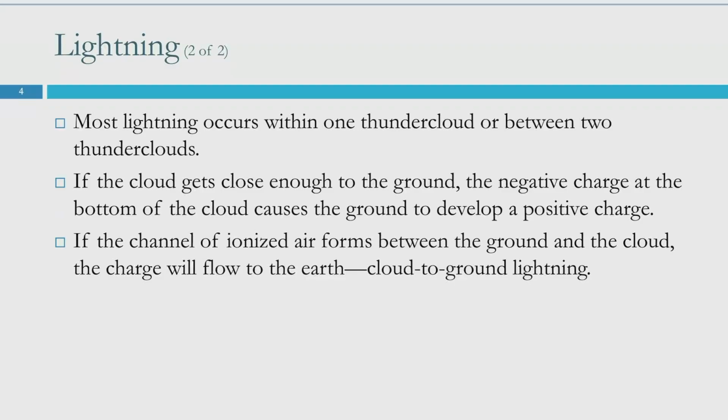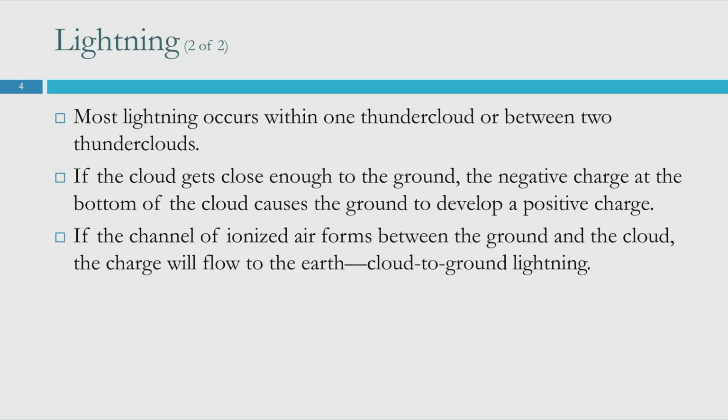Most lightning occurs within one thundercloud or between two thunderclouds, so it's all happening up in the sky rather than actually touching down. But if the cloud gets close enough to the ground, then that negative charge on the bottom of the cloud can induce a positive charge on the ground, and then it can cause the lightning to connect to the ground or to a building or whatever.